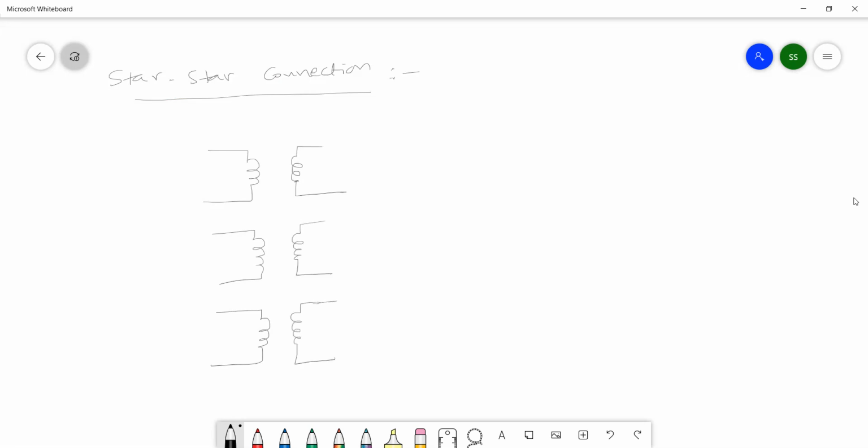Right. Up to this is clear. Since it is a three phase, I am taking primary three coils and secondary three coils. Till now, is it clear to all of you? We are not at all entering into star-star. Just I have drawn the general coils on primary side and secondary side for a three phase transformer.